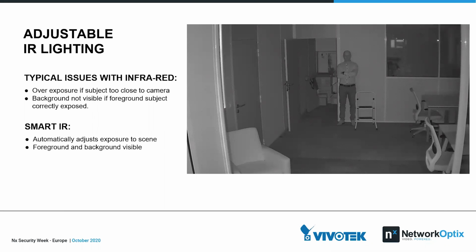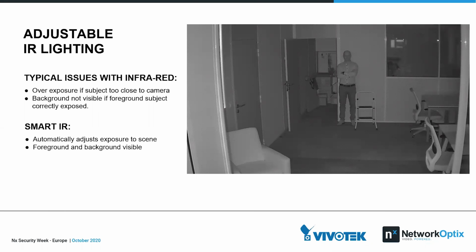And you don't want it because you have no details on this person. So then you need to adjust the IR LED power. But if you adjust it to see clearly the person in the foreground, then you don't see anything in the background anymore, because there is not enough light and everything goes dark. So that's where smart IR technology comes in.